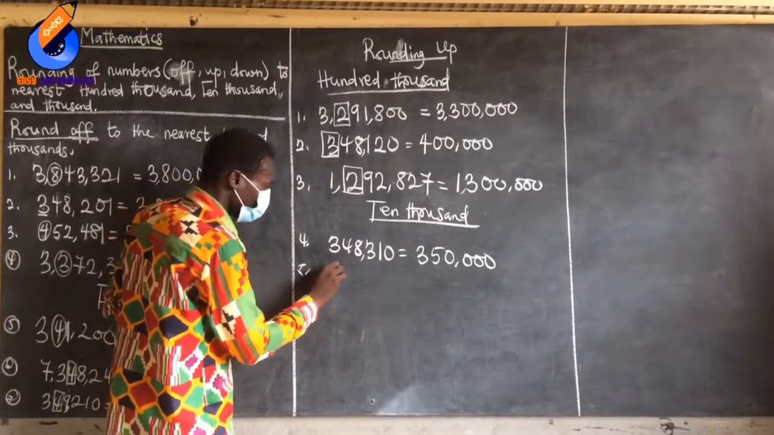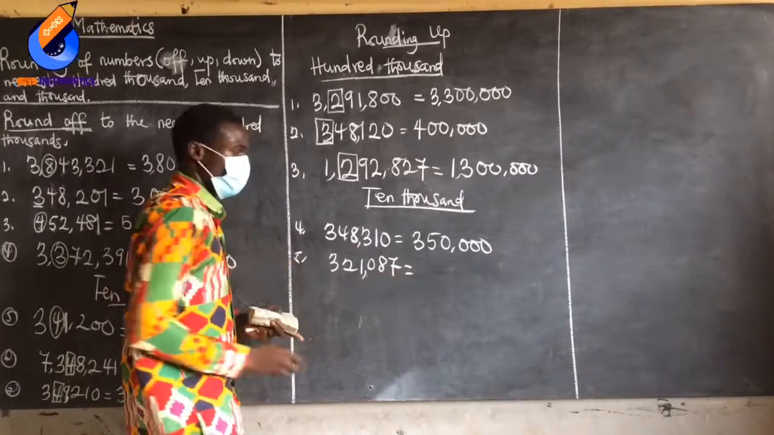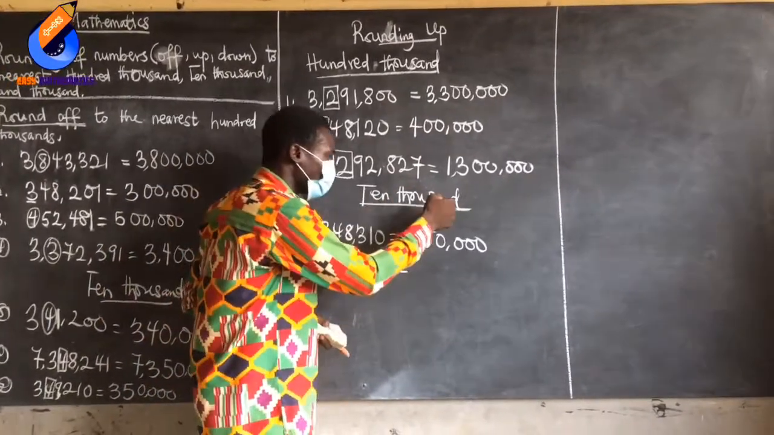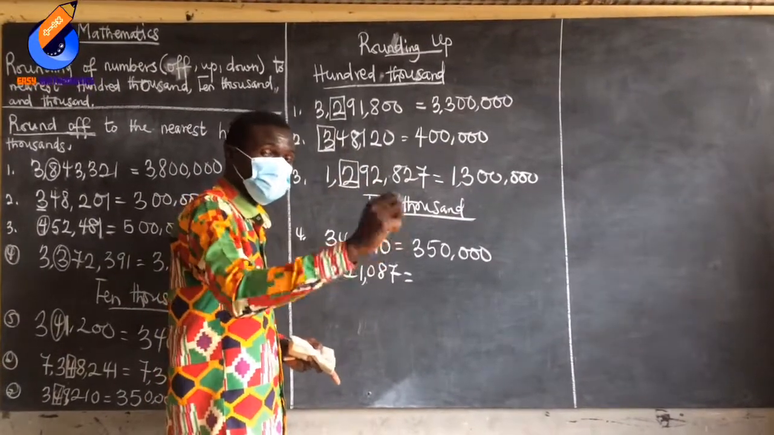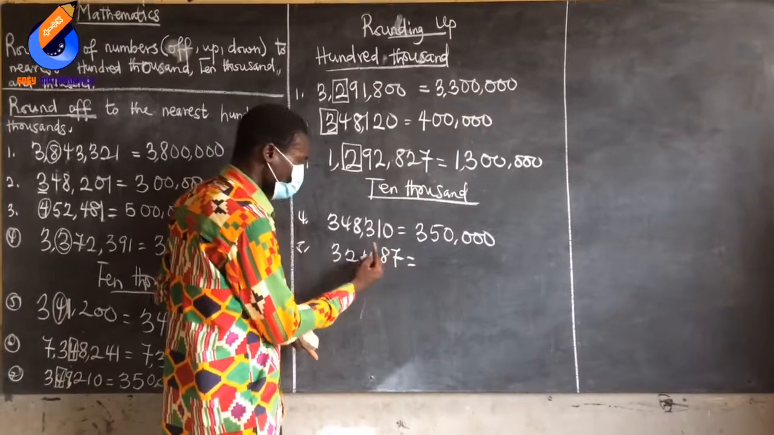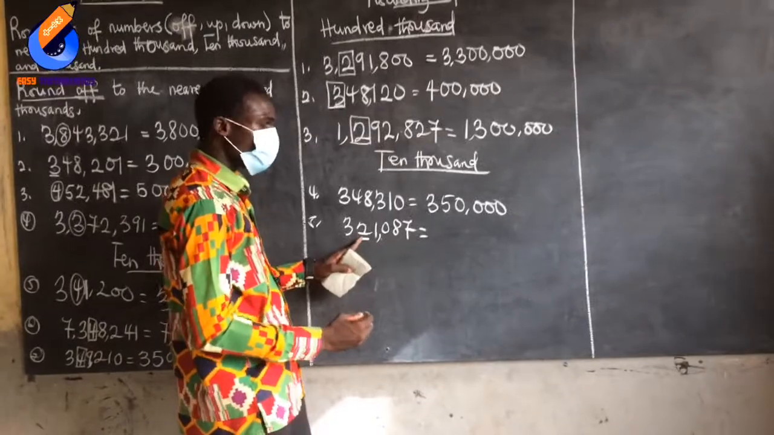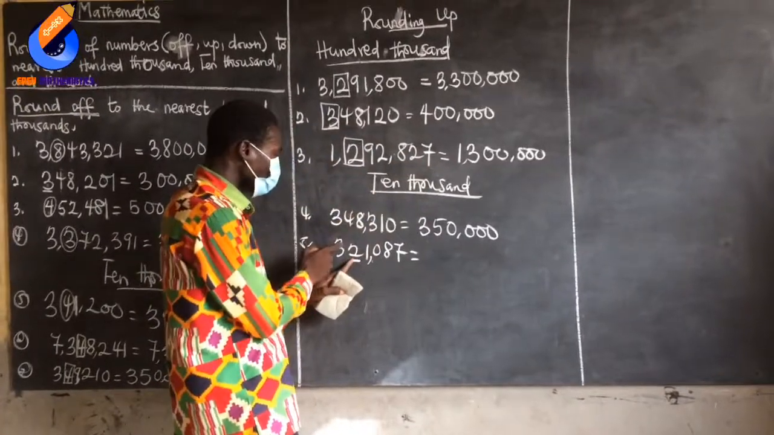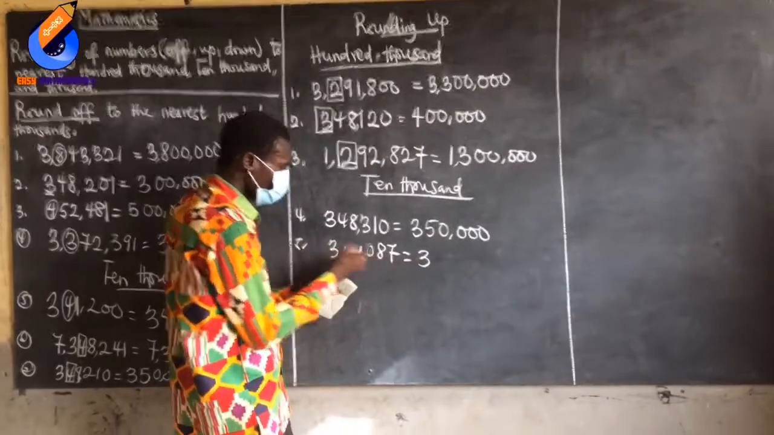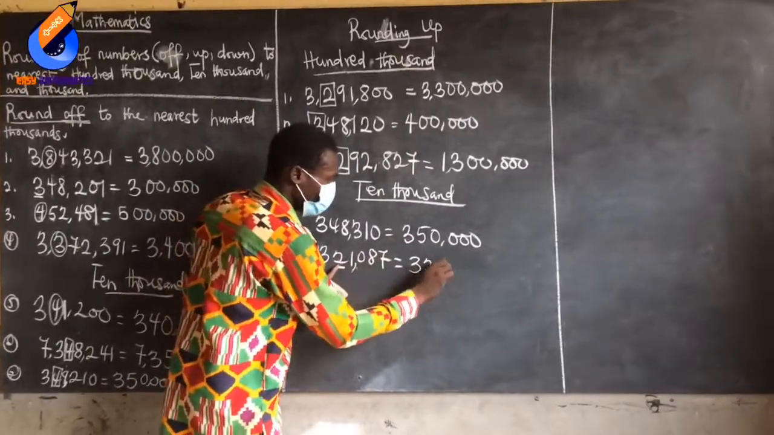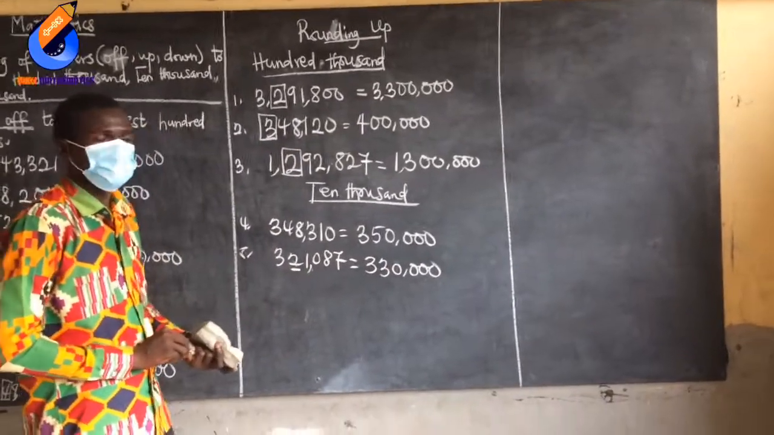Let's say we have 321,087. I'm rounding up to the nearest 10,000. So I'll check my place value to find my 10,000. Ones, tens, hundreds, thousands, 10,000. This is the figure. But because I am rounding up, I will add 1 to this 2. If I add 1 to this 2, I'll get 3. And I'll change the remaining digits to zeros. This is how we do the rounding up.